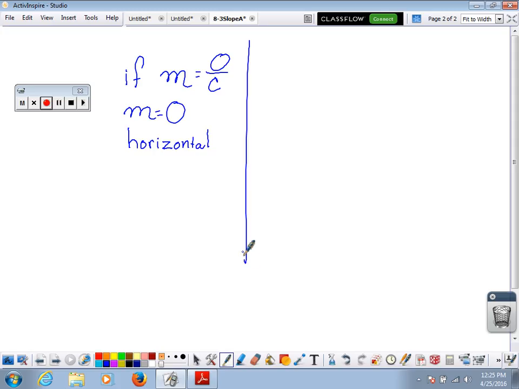Now, on the other side of that coin, if you're solving for slope, you use the formula and you end up with some number over 0. You get 0 in the denominator. What happens if you have a fraction with 0 in the denominator? Equals whatever the top is. It does not equal whatever the top number is. It does not equal 0.